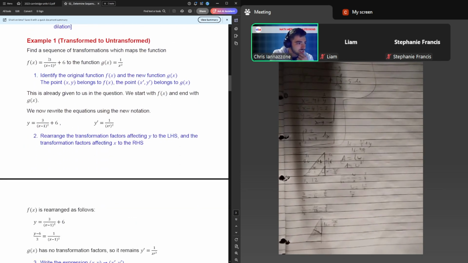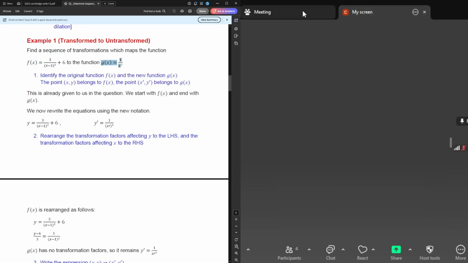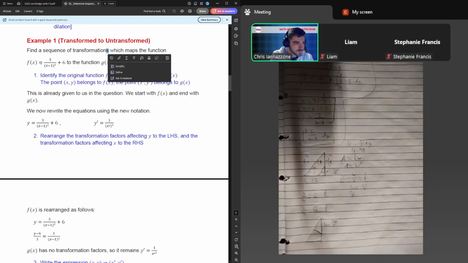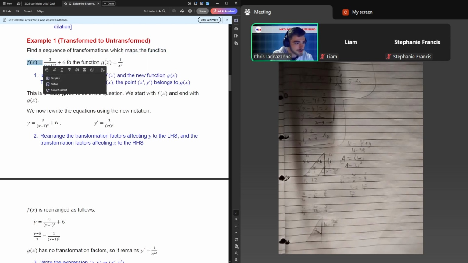So here's the kind of question that we're working towards. We're trying to figure out how do we go from a transformed state to an untransformed state. So the question reads as follows: find a sequence of transformations which maps the function of f to the function of g. That's the whole goal, right? What transformations have to be applied to this to make it look like that. That's actually the first step of our process. Figure out where are we starting and where are we going. What is the original function, f, and what is the new function, g? We're mapping f to g, so we're starting from f and we're ending at g.